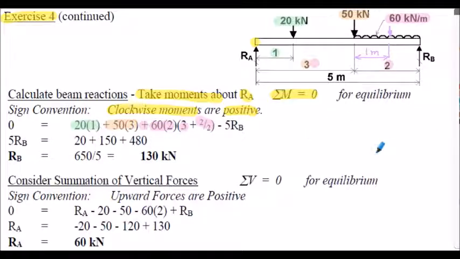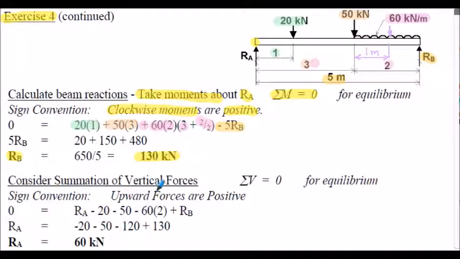What's going in an anti-clockwise direction? Well, that will be the reaction RB multiplied by 5 meters. So that's why it's negative 5 RB in my equation. What I do now is evaluate for RB, so rearranging the equation and solving for RB. RB evaluates to 130 kilonewtons. I'll let you check that for yourself.